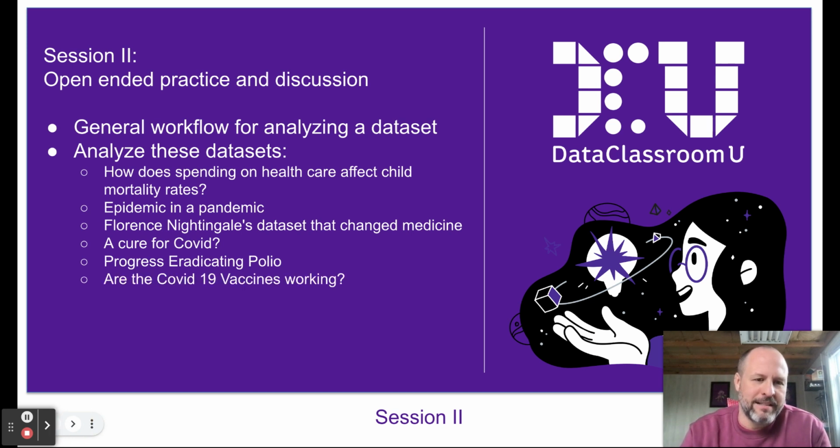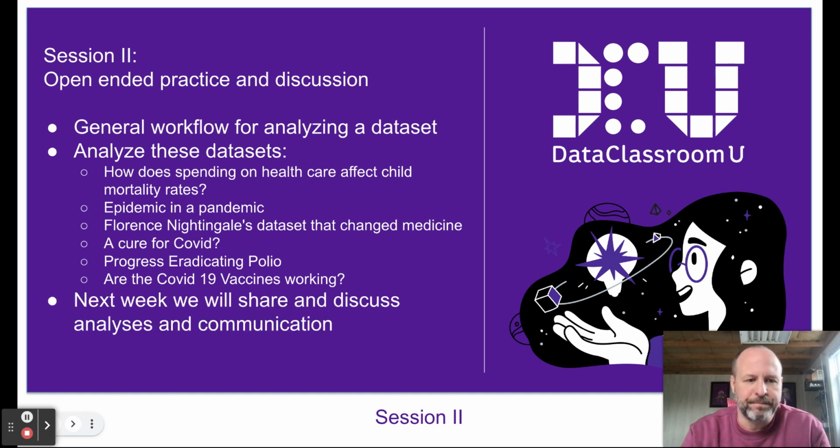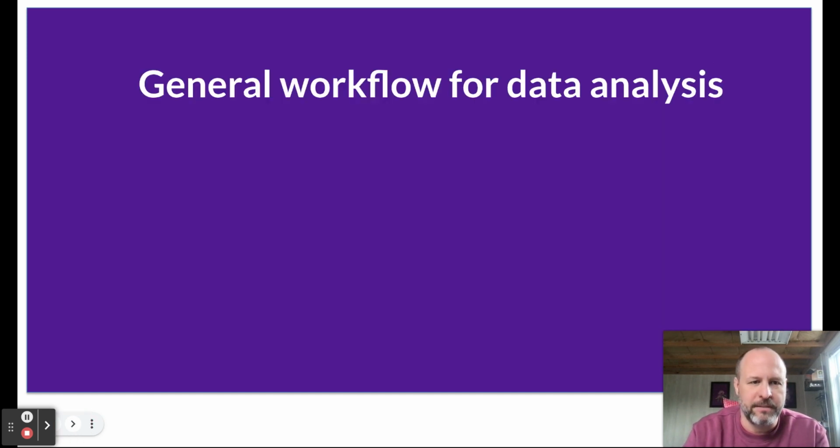And last is, are the COVID-19 vaccines working? This is data from Seattle and the Seattle area right after the first COVID vaccines were made widely available. And then next week, we'll share and discuss how you analyze these data sets and some communication choices that you made. So this is the overview for what we're working on in this session.